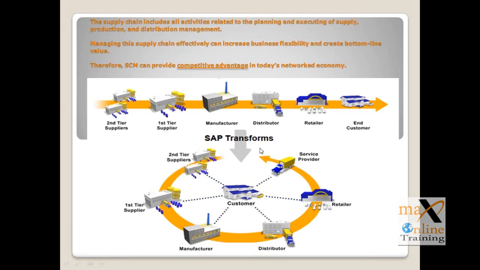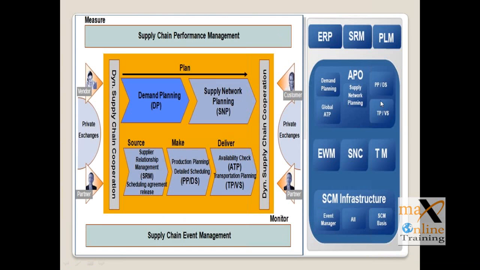So that's why we are interested in SAP. You can see this blue highlighted area. All these are part of the SAP supply chain management software. APO is one of them, along with extended warehouse management, supply network collaboration, transportation management, and event management. Like that, we have different components in SAP SCM.